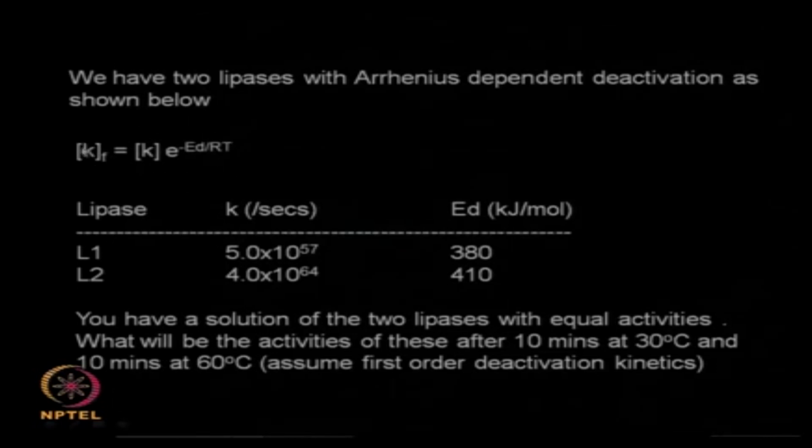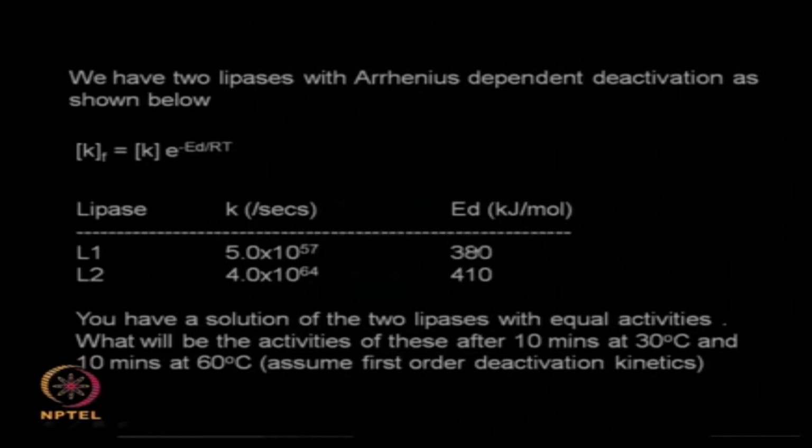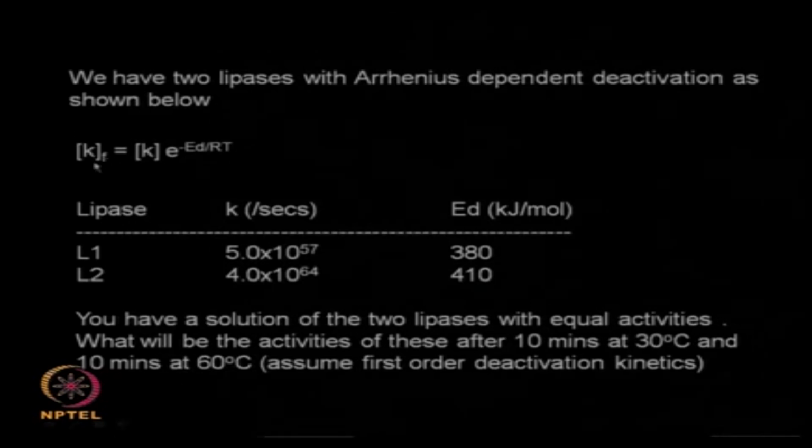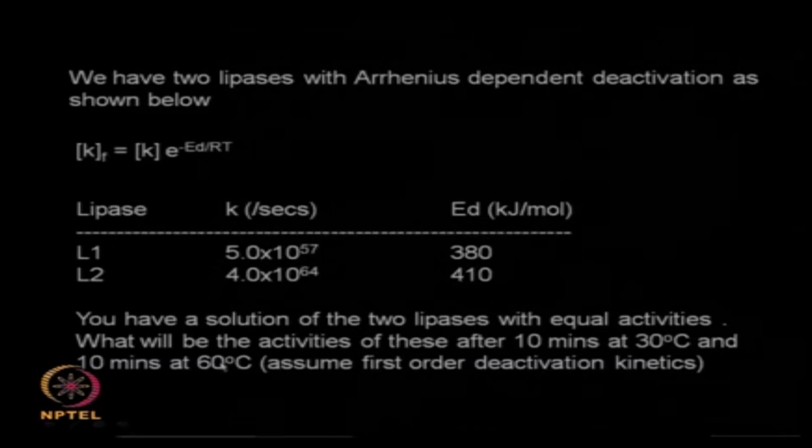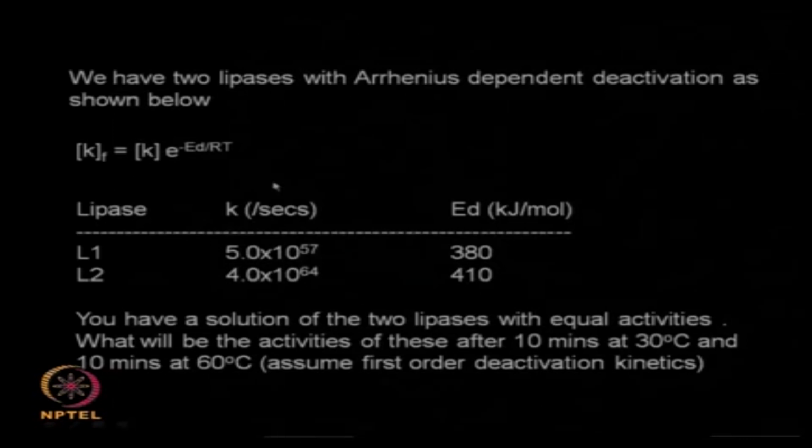So we are supposed to estimate the activity of these 2 lipases, which deactivate with these values of activation energies, after 10 minutes when they are kept at 30 degrees centigrade and when they are kept at 60 degrees centigrade. So the first step is to calculate their actual K at 30 degrees centigrade as well as at 60 degrees centigrade, using this data.